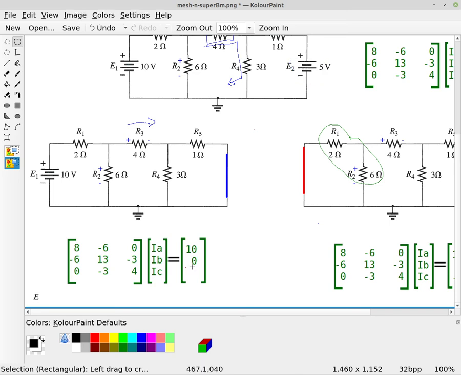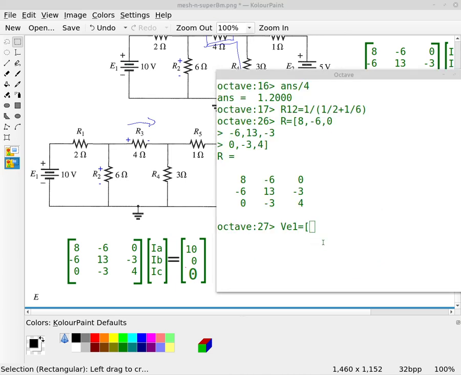We just go in where our 5 volt was and replace it with a 0. That is equivalent to shorting out the voltage source. So here where our 5 volt went, we just put in this 0, and now we can calculate that.